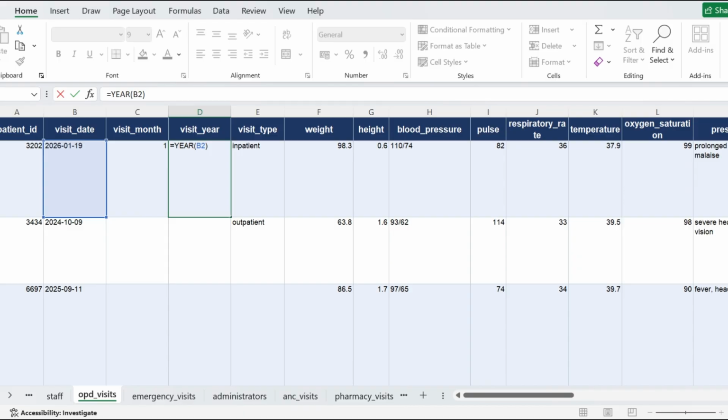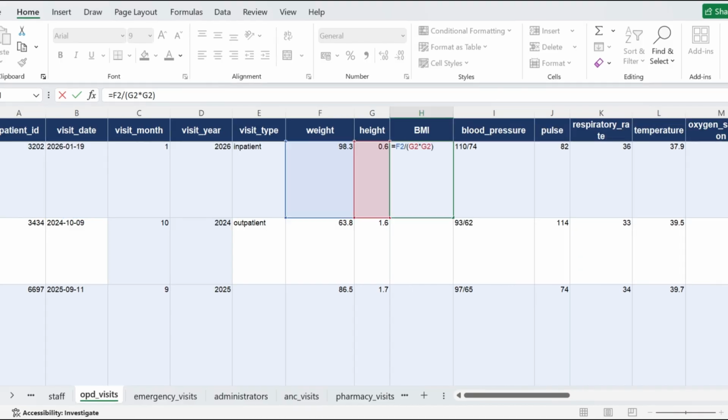This allows us to answer questions such as how many patients visited the hospital each month, which month experienced the highest patient volumes, and are there seasonal patterns in disease occurrence.